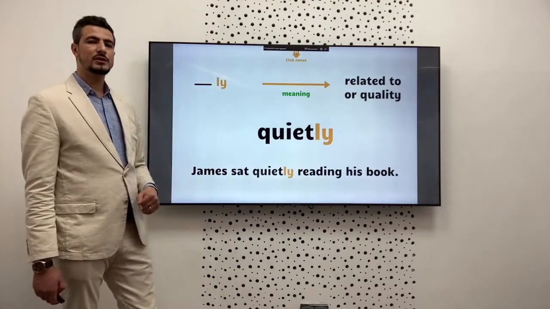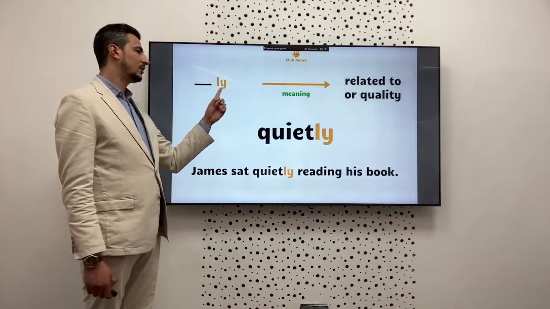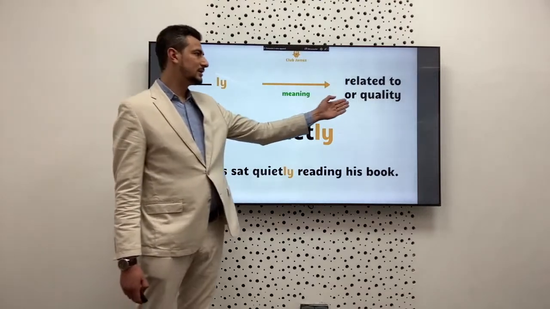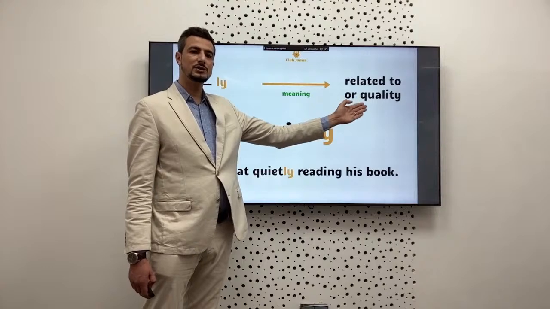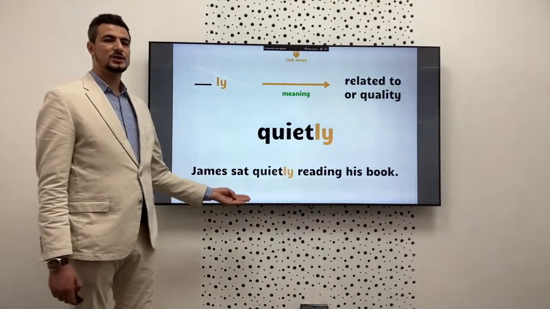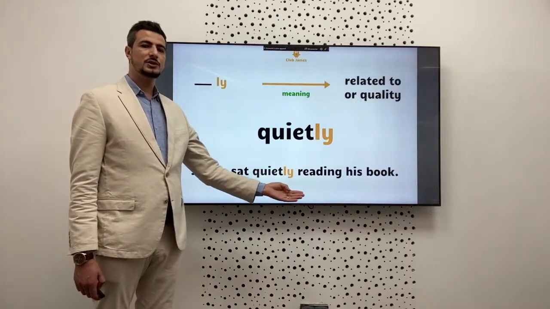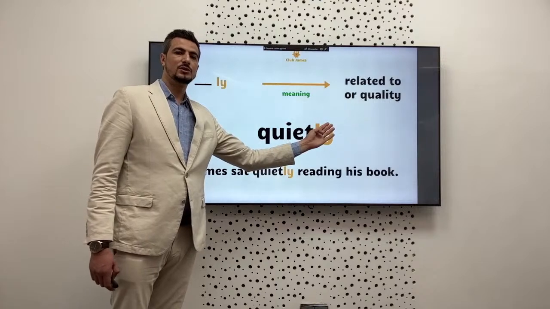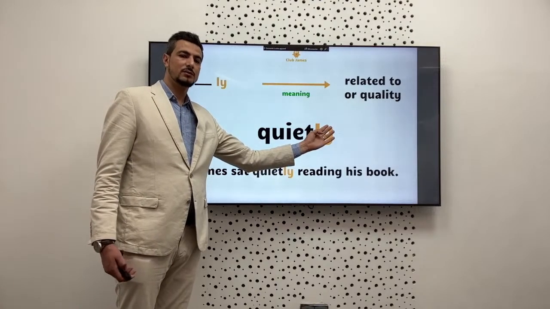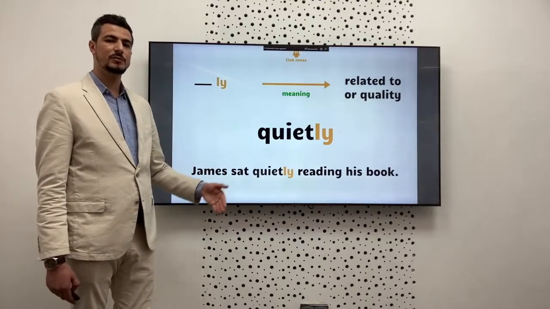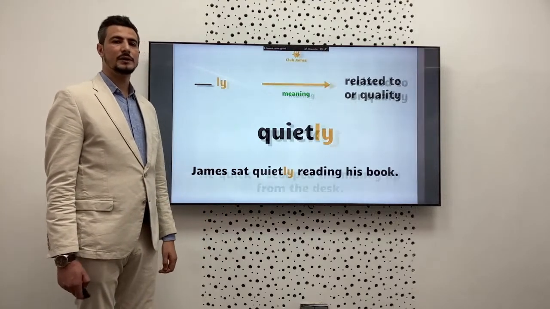Now let's move to another suffix, which is ly. Ly is related to the quality of something. For example, James sat quietly reading his book. So the adjective is quiet, but if you want the way he was doing it, it's quietly. So to make the adverb, you add ly.